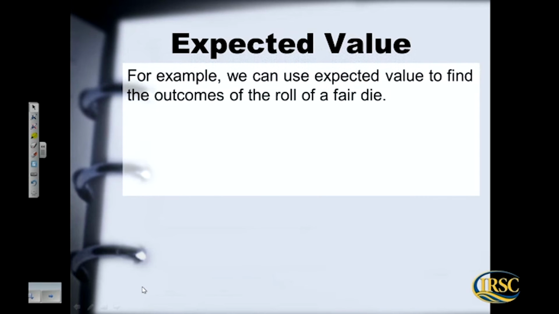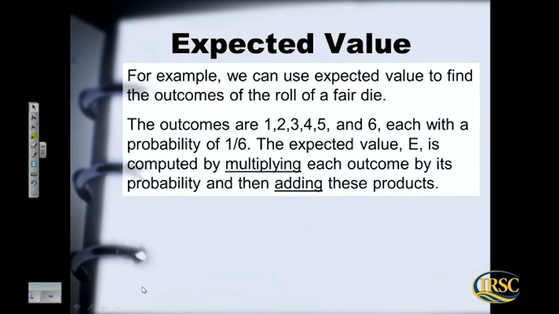For example, we can use expected value to find the outcome of the roll of a fair die. Now, this is actually not the most practical use of expected value, but I show you this example because the numbers are small and easy, and it's easy to follow what you're doing with the process. The outcomes are 1, 2, 3, 4, 5, and 6. When you roll a die, you could get a 1, 2, 3, 4, 5, or 6.